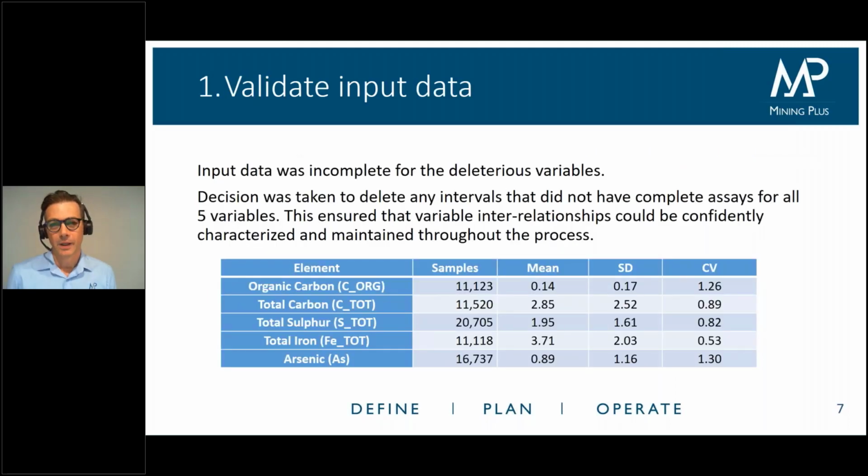So first step, validating the input data. The input data was incomplete for the deleterious variables. And so for example, we had a lot more samples of sulfur than the other ones. So we decided to delete any intervals that did not have complete assays for all 5 variables. So this ensures that the interrelationships between the variables can be confidently characterized and maintained throughout the process.